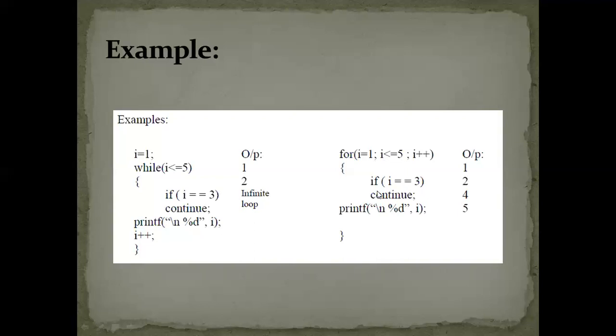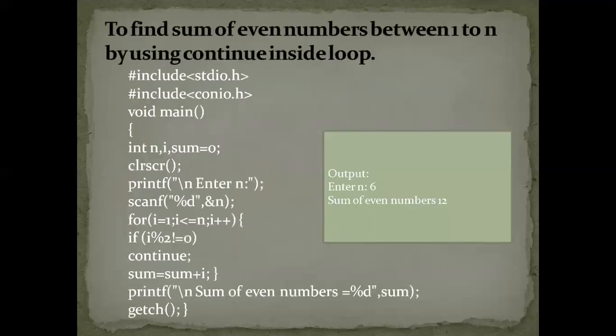Why is it not going to display 3? Because of the condition. What happens here? The condition will become true, then it will come out of the loop. Okay. So this is an example for what? An example for the continue statement. One more example for the for loop: to find the sum of even numbers between 1 to n by using continue inside the loop.